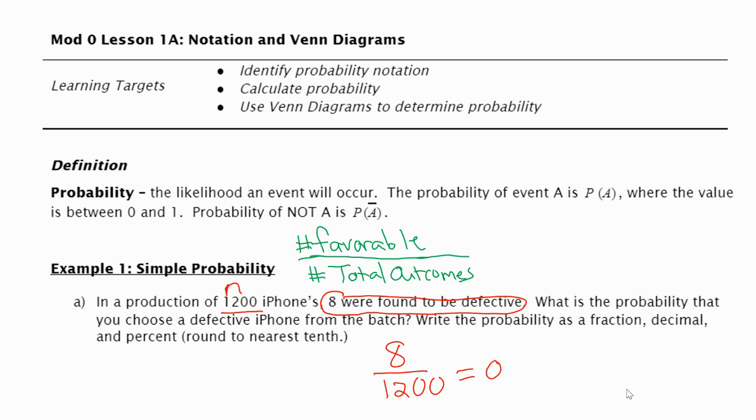If I was to write it with maybe 3 decimal places, I would get 0.007. Or if I turned that into a percentage, that would just be simply multiplying it by 100. So that would be 0.7%. So when we talk about probability, we're always looking at the number of favorable outcomes over the total number of outcomes.